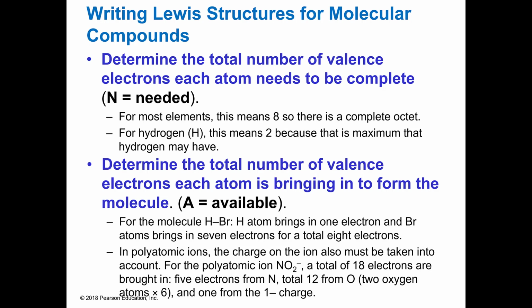But the NAS stands for needed, available, and shared. The needed is the total number of valence electrons that each atom wants to have to be complete. So most are going to be 8. Hydrogen will be 2. Then you determine the total number of available valence electrons. That's the number of valence electrons that they're bringing in, and remember you can find that by looking at the group number.